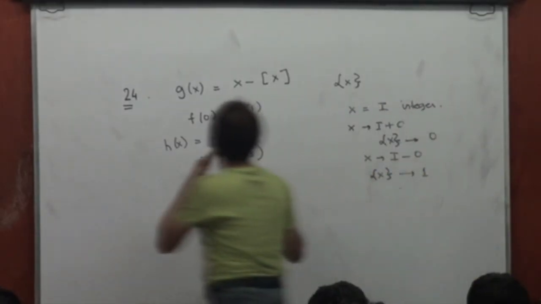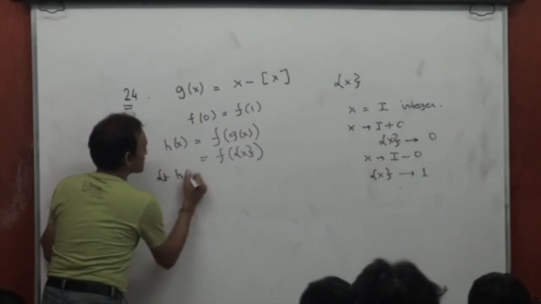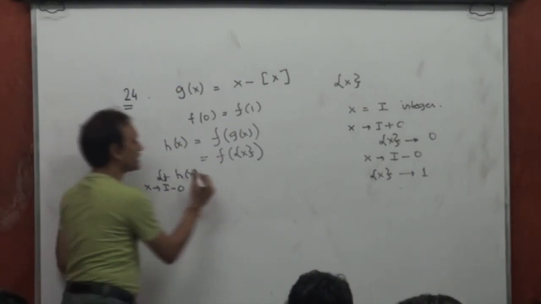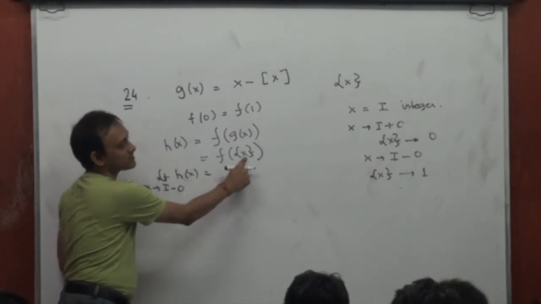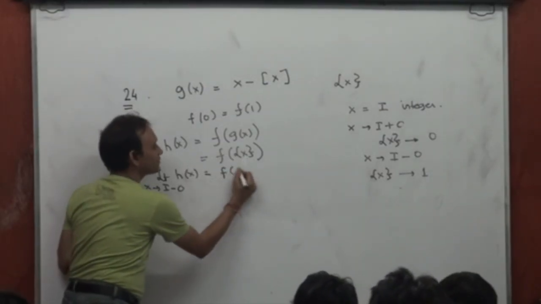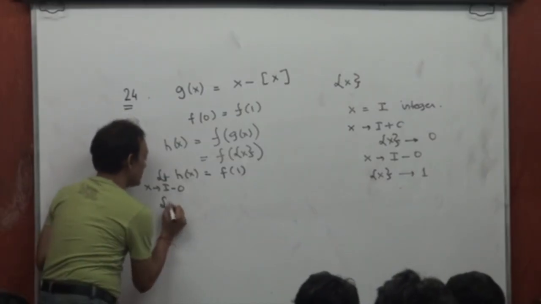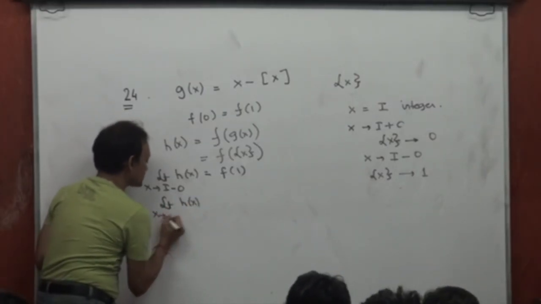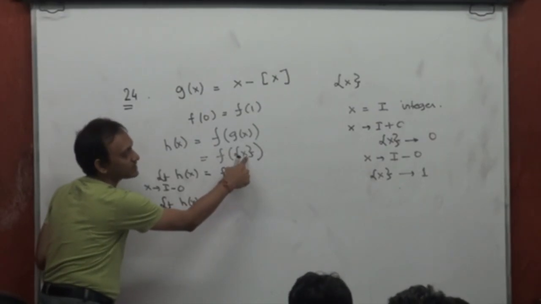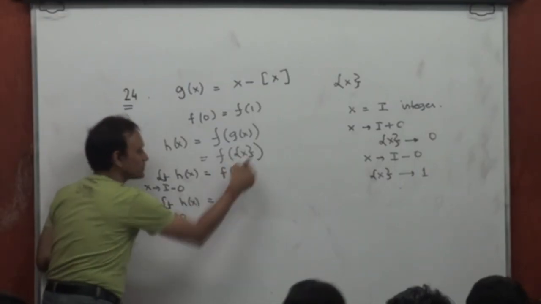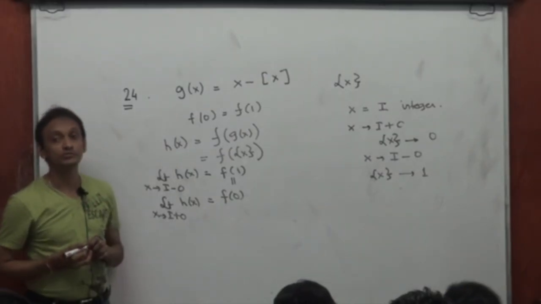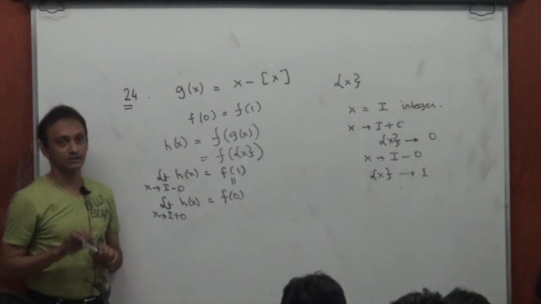So then, limit h(x), x tends to an integer from the less than an integer side. Less than an integer side means the fractional part of x will tend to 1. So this will become f(1), right? Limit h(x), x tends to I from the greater than integer side. When x tends to I from the greater than I side, the fractional part of x tends to 0. So this will be f(0). But f(0) is f(1). So h(x) is continuous at x equal to I.